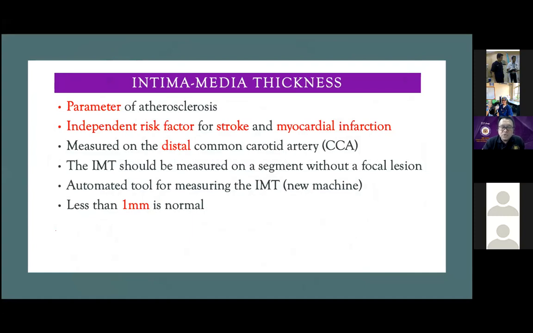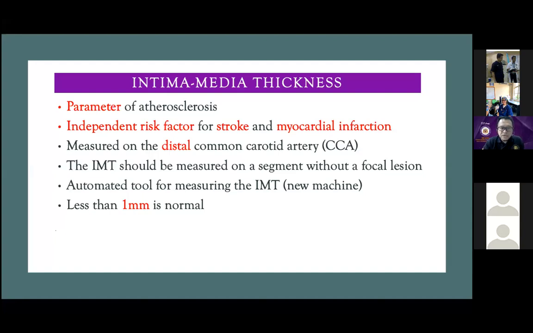Okay, so why do we need to look for IMT, intimal medial thickness? As we all know, it is a parameter of atherosclerosis. In fact, the IMT is an independent risk factor for stroke and also myocardial infarction. Most of the time, we measure at the distal CCA, the distal common carotid artery. I will show you later. The IMT should be measured on a segment without a focal lesion. This is a very important statement. So if you see any plaque, we need to move away from the plaque and try to measure at a straight line.